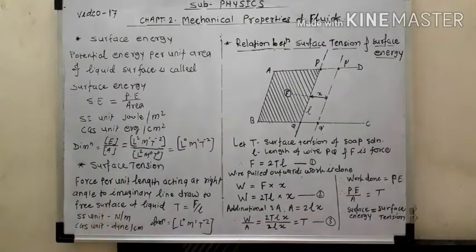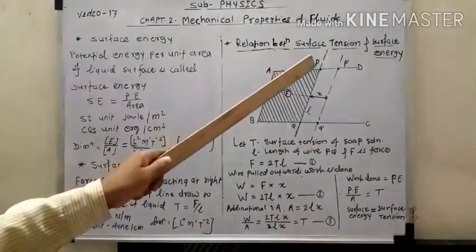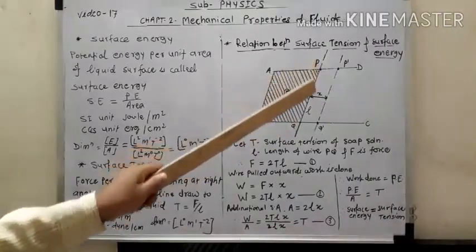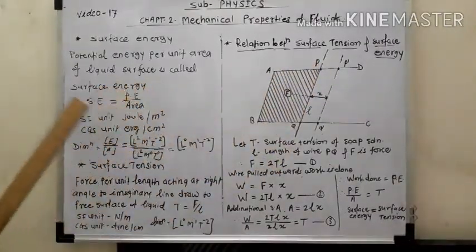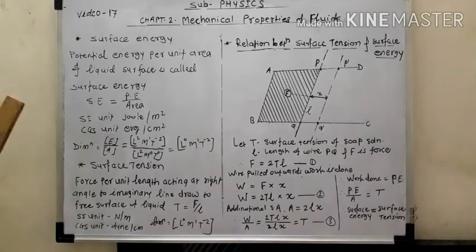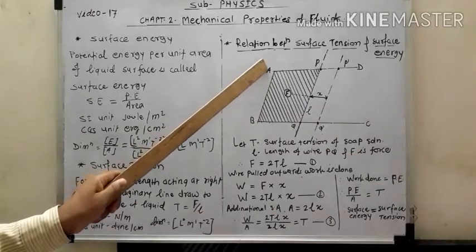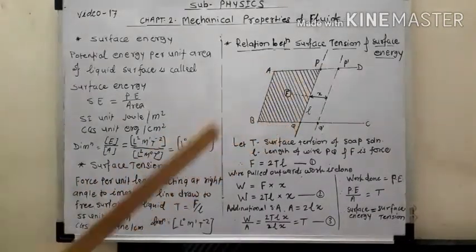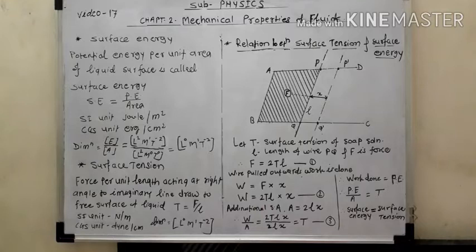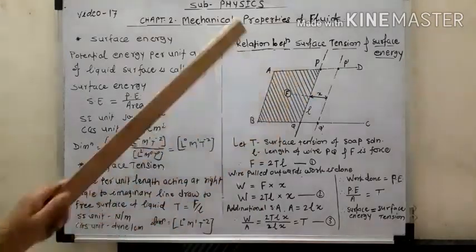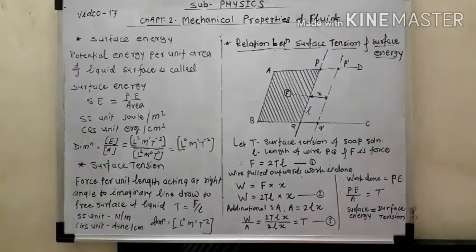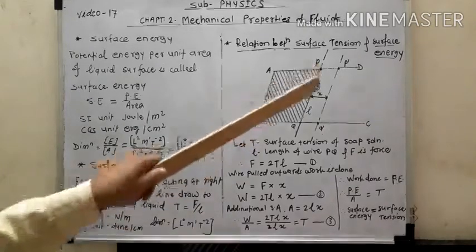If this open rectangular frame with the small piece of wire PQ sliding on it is held in a horizontal position, dipped into the soap solution and taken out, then you can see that the soap film APQB will form, as shown in the figure. This is the soap film APQB. Now, due to this soap film, a force F will be exerted on this wire.